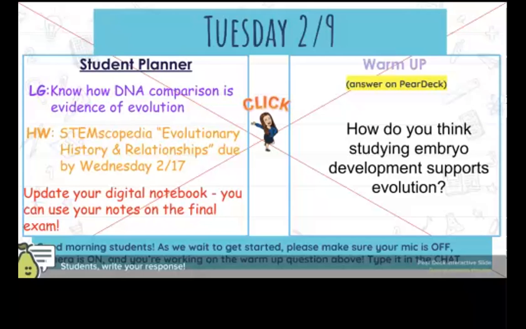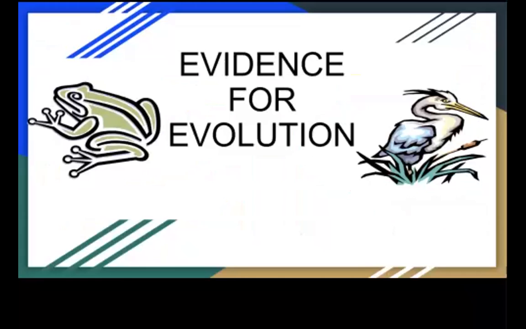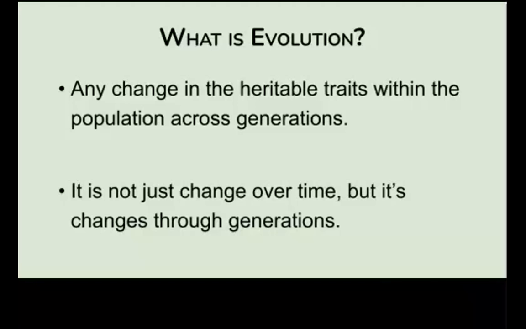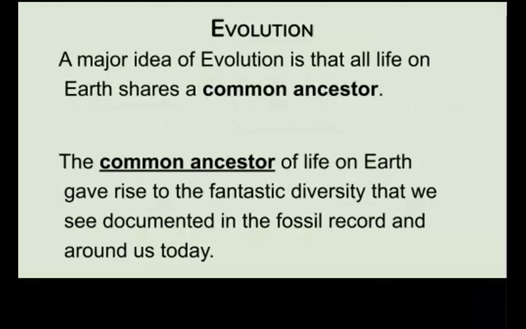Recording. We are in our unit evidence for evolution. And we have fully developed the definition of evolution, which is change in traits from generation to generation. It's more than just change over time. Now, this idea is that all species on our planet are related to each other somehow. Therefore, there must be a common ancestor that we all share.